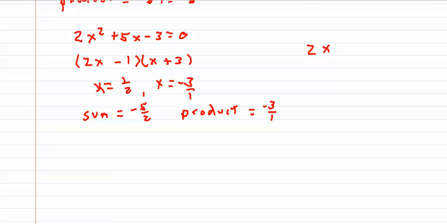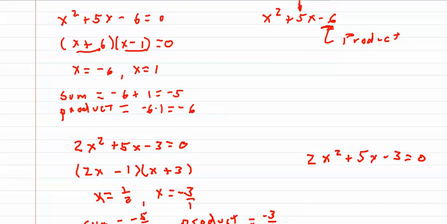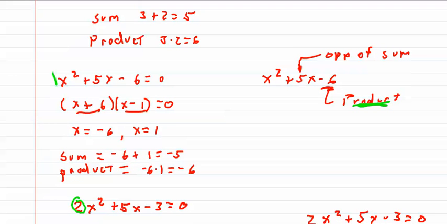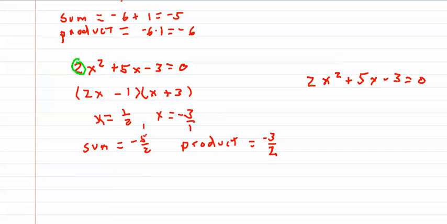Well, now, this doesn't really hold. 2x squared plus 5x minus 3 equals 0. My product is, oops, I made a mistake here. My product is negative 3 halves, but here it's a negative 3. My sum is negative 5 halves, but here it's a 5. The difference between this problem and the last problem is here my coefficient is 1, here my coefficient is 2. This product business and the opposite of the sum only works if my leading coefficient is 1.